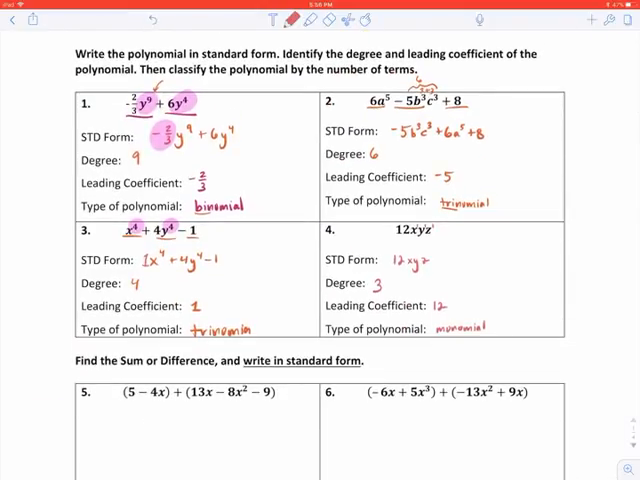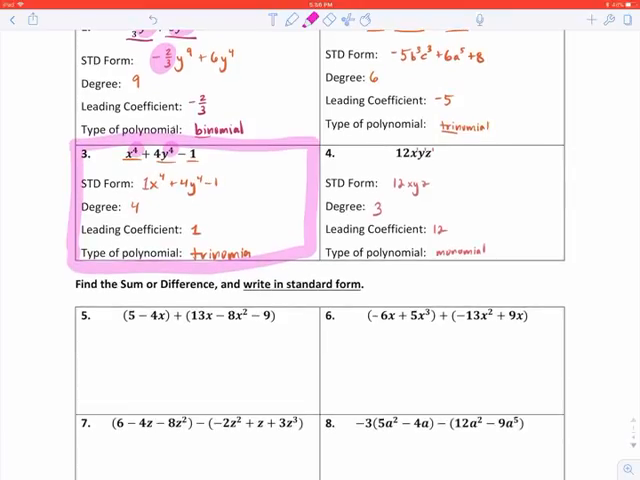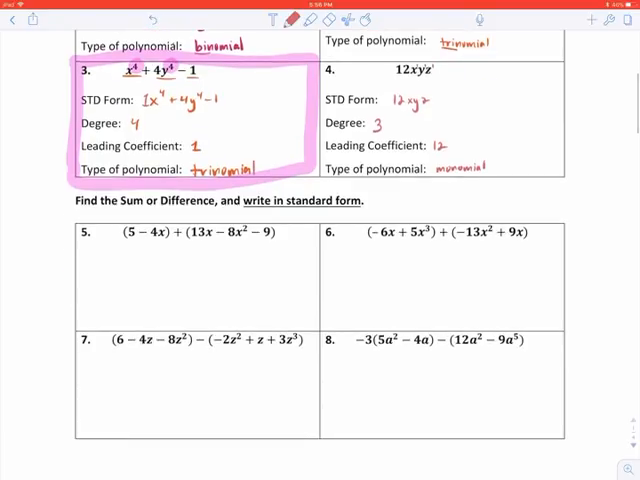All right. So real quick, an example like this one we won't really have to worry about on the test, if I recall right. I'm trying to remember how I wrote that, but I did not spell trinomial correctly. Anyhow, let's move on to 5, 6, 7, and 8. Find the sum or difference and write it in standard form.